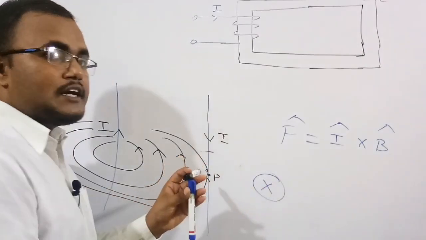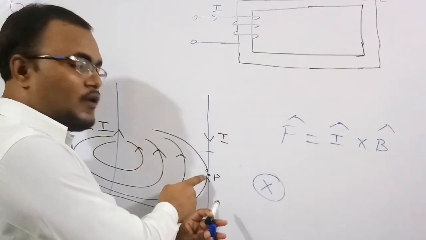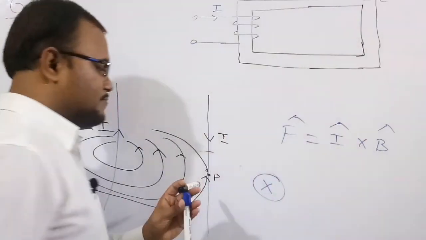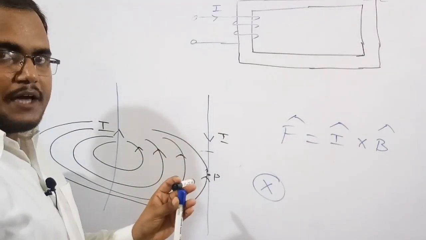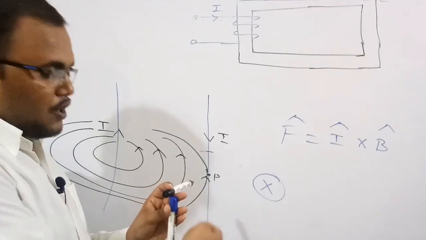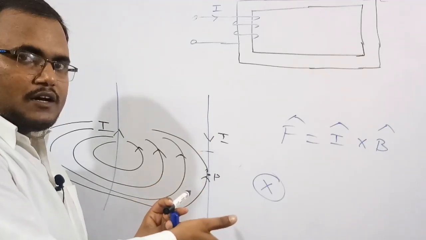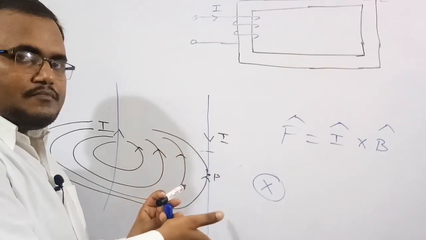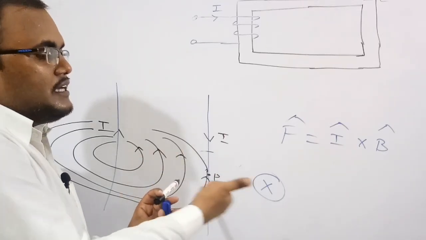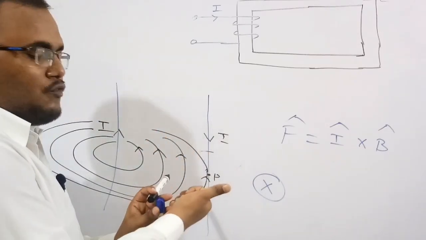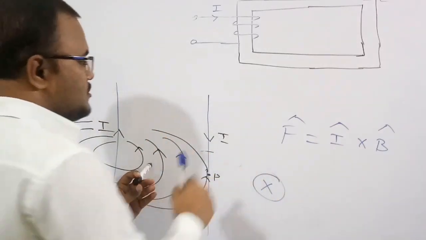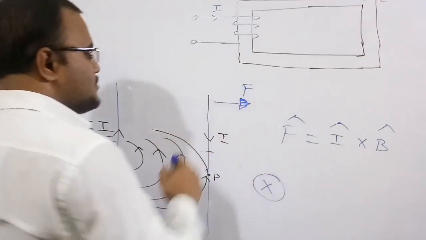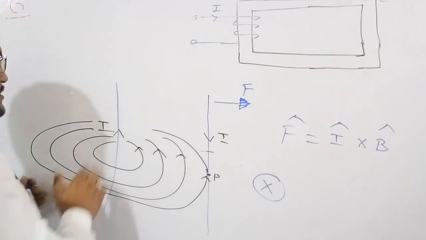Now I need to figure out what type of force is exerted on this point P because of this wire. So F bar is equal to I bar cross B bar. This is I bar, and this is the B bar. Now I need to do I bar cross B bar. So move the curled fingers from I bar to B bar. This thumb indicates the force. So therefore the force is to the right side. On this wire there is a force like this. This is the force.